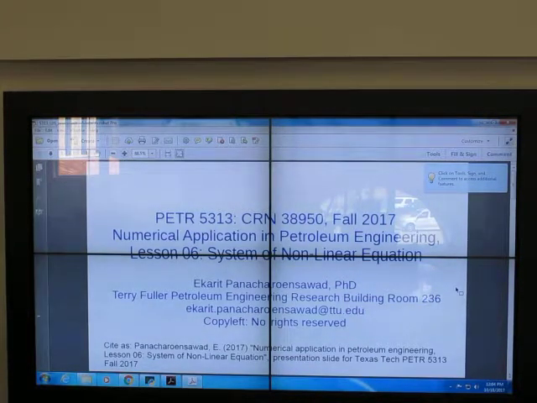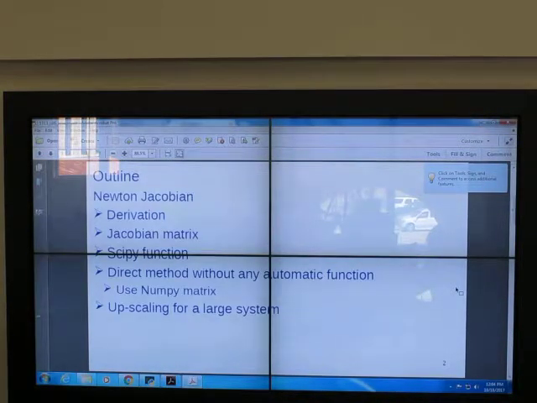So we have 20 more minutes. Previously, you can solve system of linear equation. All the coefficient is just a constant. But life is not that easy, okay? Sometimes we have system of nonlinear equation. There are several methods to solve it. I show you one, Newton-Jacobian. I show you derivation, Jacobian matrix, scipy function, direct method without any automatic function, and using NumPy matrix, and use upscaling for large system.